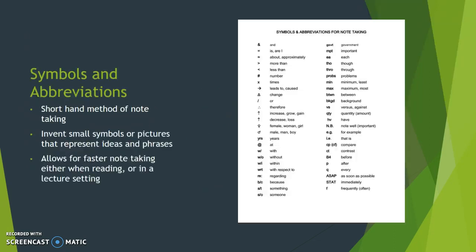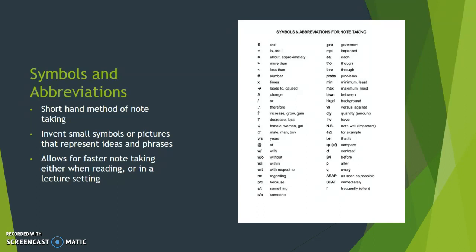So next we are going to be talking about symbols and abbreviations, which is a method of shorthand note-taking. It's pretty standard. If you look at all of the symbols on the right-hand side, there's a couple of the classics that take the place of regular words, such as an ampersand for the word and, or a hashtag for a number. And it also allows you to invent symbols on your own, or pictures that represent ideas or phrases.